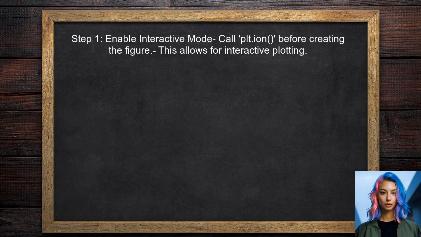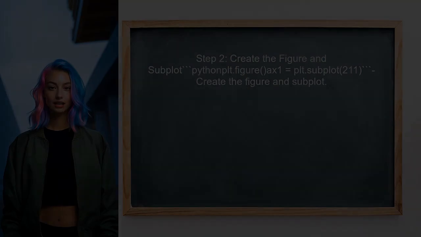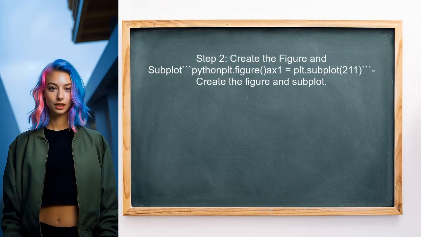To address the freezing issue with Pyplot, the user should first ensure that the interactive mode is properly set up. This can be done by calling the function plt.ion before creating the figure. Next, the user should create the figure and the subplot. It's important to ensure that the figure is displayed correctly by calling plt.show after setting up the plot.